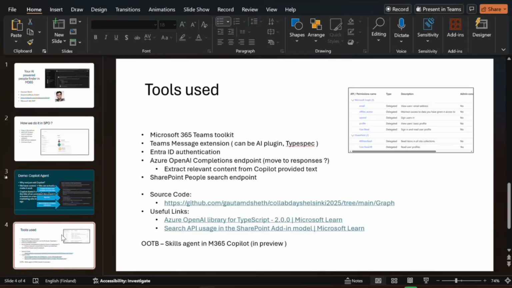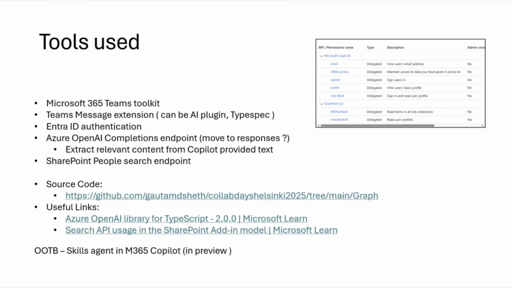Let me go back to the slide here. The things that we used here were the Teams Toolkit. It is a Teams message extension that I used, and this can also be an AI plugin or a TypeSpec. And we use Entra ID as well. We use the completions endpoint from OpenAI. We can also use responses, but I couldn't find a way to get it working. This was slightly older code, so we use that to extract the content from the Copilot provided prompt, and then we use the SharePoint people source search endpoint, and then we show the results. I think that's pretty much from my end.